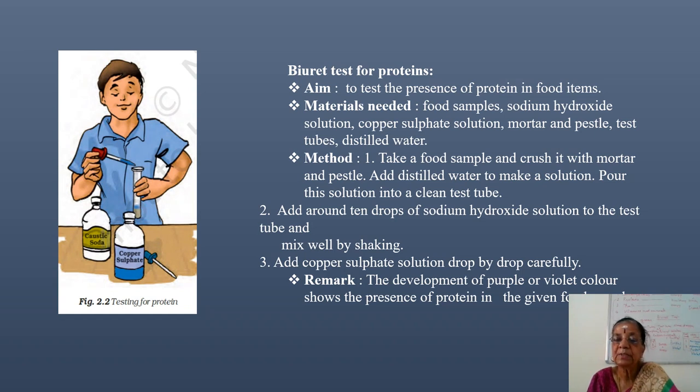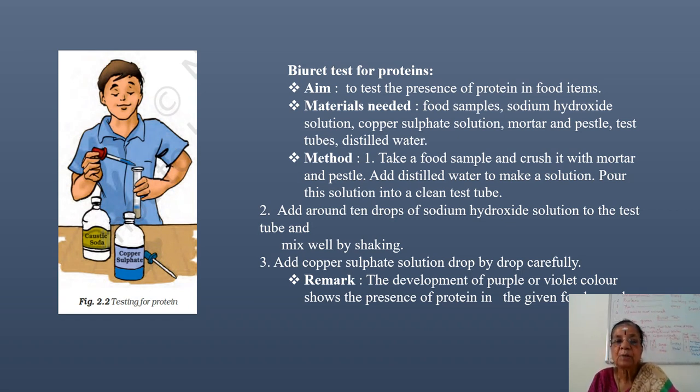Actually, the food sample I showed you was egg white. The white liquid portion of a hen's egg, that is what we have taken. Egg white. So that is the first step, and I have given it in our book too. Next, add around 10 drops of sodium hydroxide solution to the test tube and mix well by shaking. To the food sample, egg white, you have to add sodium hydroxide and mix well by shaking. Shaking means mixing like this.